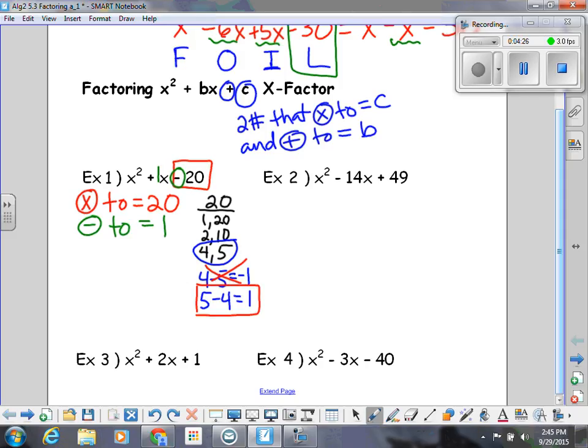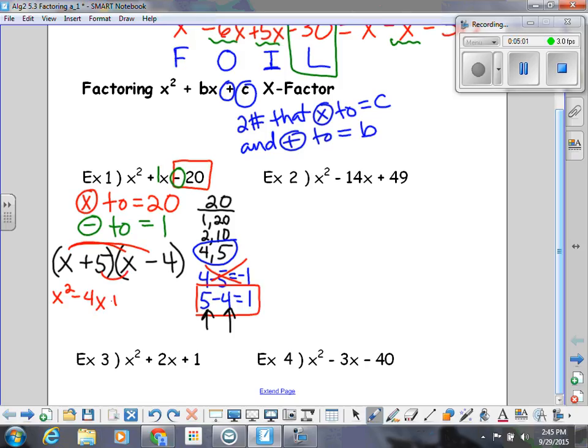So what does all that mean? When I have the parentheses, I know that I'm going to have x and x, because remember, x times x is what gives me the x squared. But the numbers that appear are going to be positive 5, so plus 5, and then negative 4. And you can always check yourself by distributing. So if I were to distribute, I would do x times x is x squared. x times negative 4 is negative 4x.